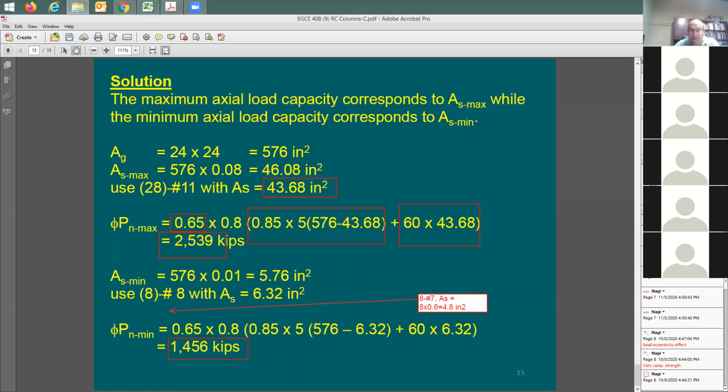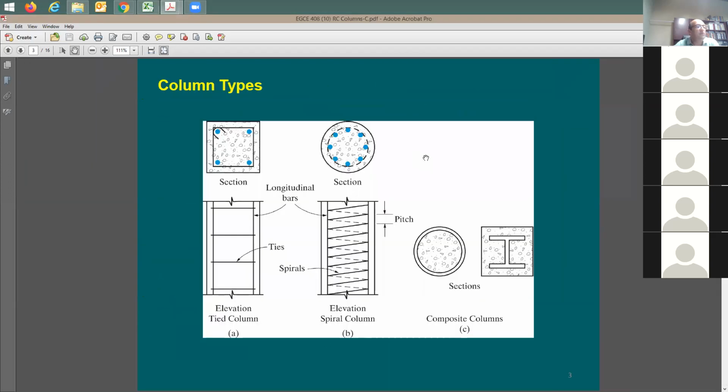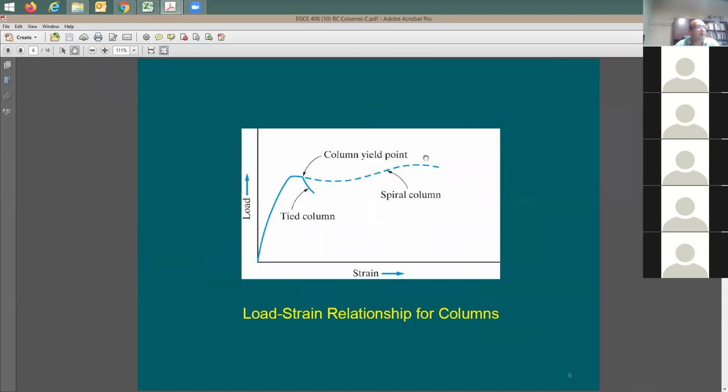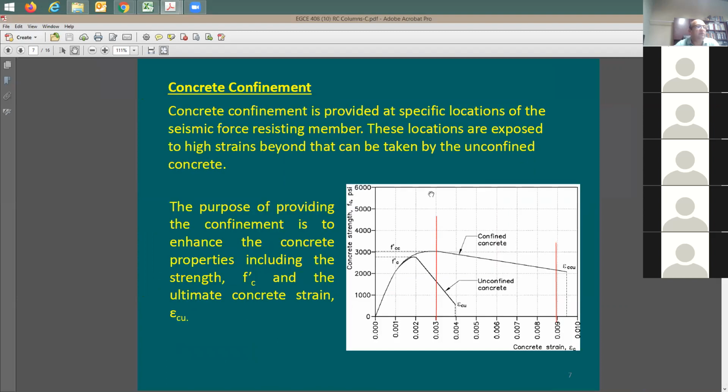Any questions on this column slide set? Going to go here to slide set number 10. So when we have the spiral column, the difference in the equation is clear, and also we have a discussion here on confinement. So I'm going to have a question on confinement. What do you think confinement is doing to your column? I'd like to hear from you guys.